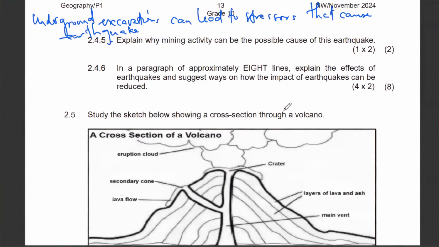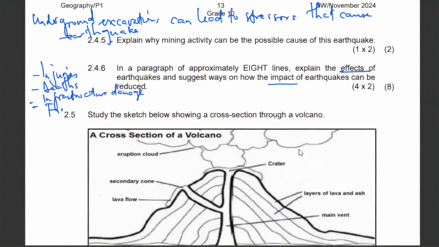In a paragraph of approximately 8 lines, explain the effects of earthquakes and suggest ways on how the impact of earthquakes can be reduced. We want the effects first and how we can reduce the impact. So the effects are just simple. Earthquakes can cause injuries, can even cause deaths, can also cause infrastructure damage, can also result in aspects like fires. It can cause fires where there is a breakage in, for example, gas supply pipes.